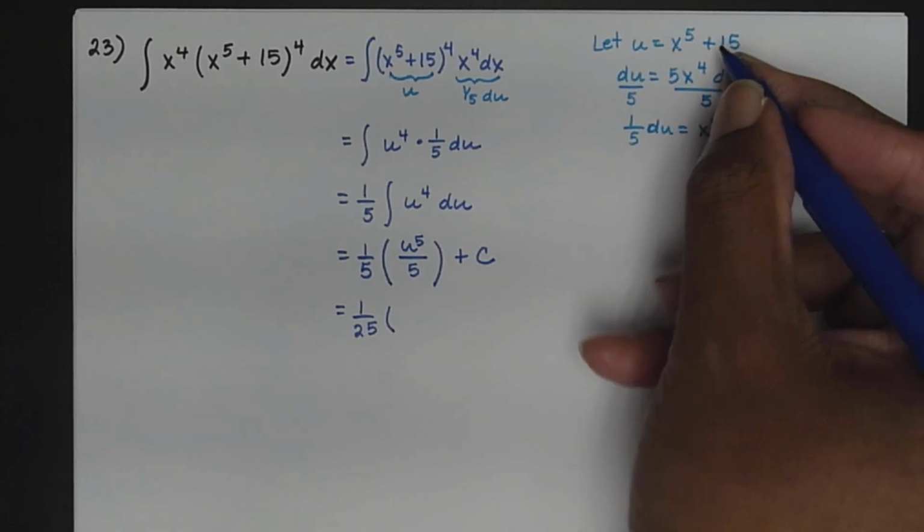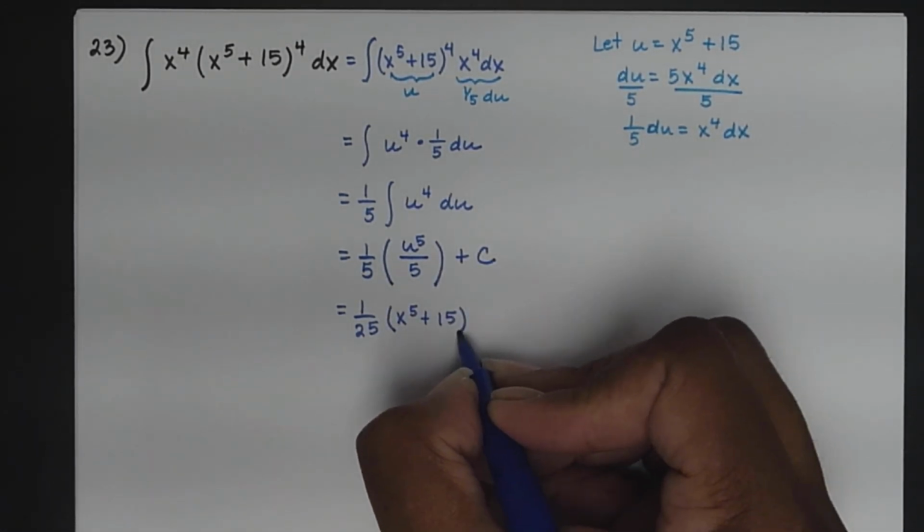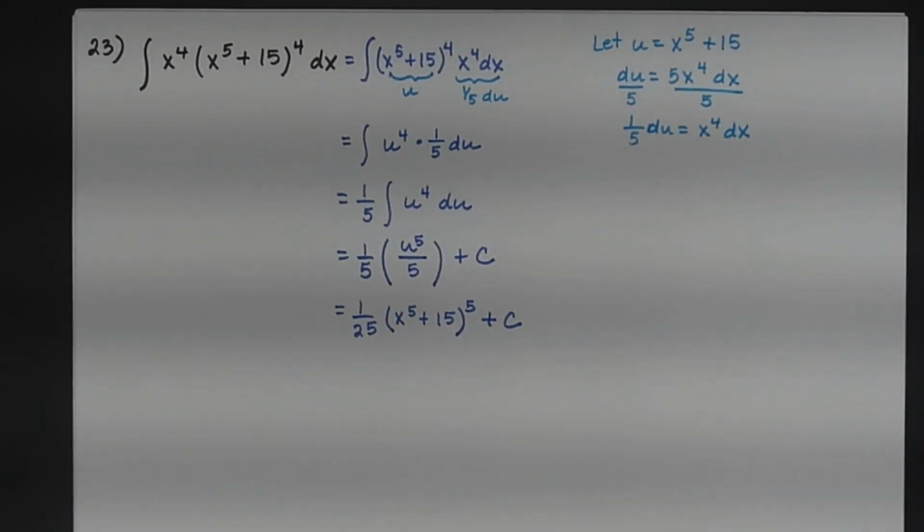Replace the u with x to the 5th plus 15, and that quantity is to the 5th power, plus c.